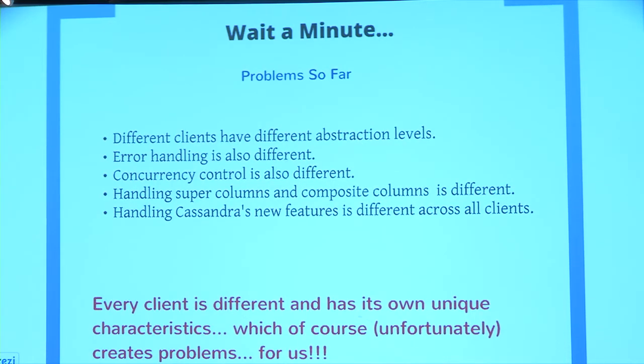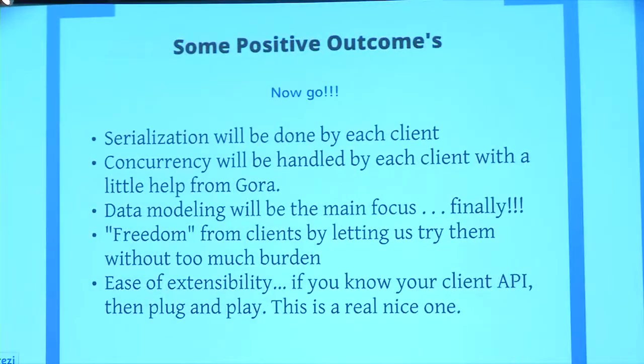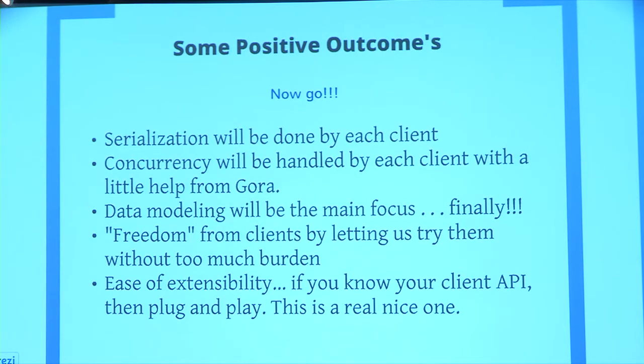So every client is different. They all have their own characteristics. And of course, this creates problems. But these problems are trying to be solved by Gora, by the Apache project. So what's the positive outcome of all this? Serialization is still being done by each client. So each client is supposed to be good enough to not lose the data.